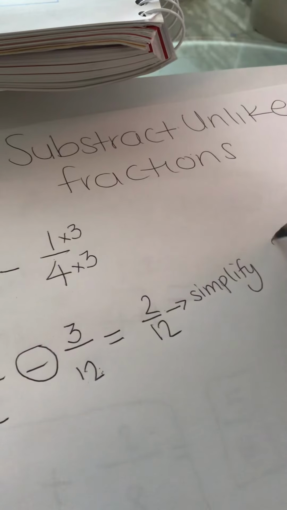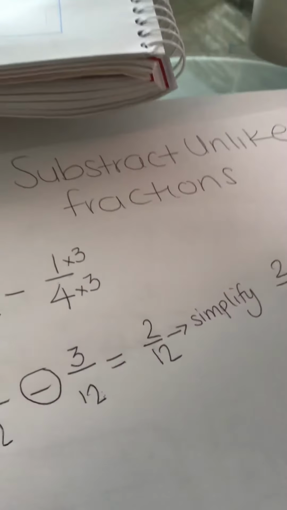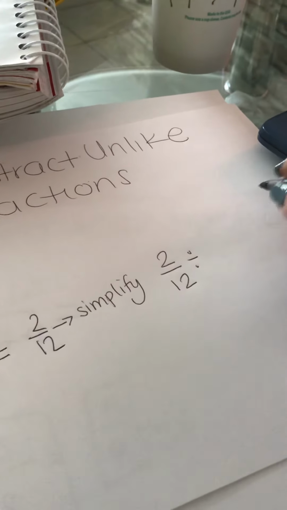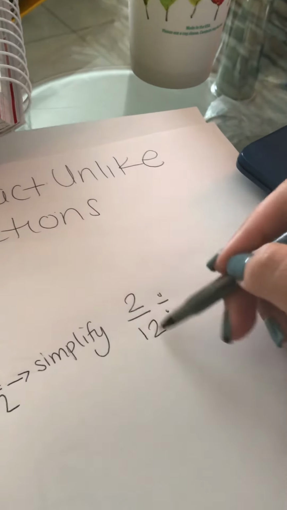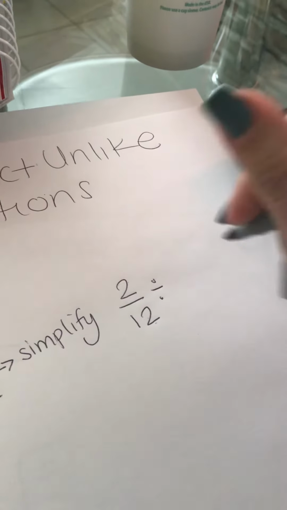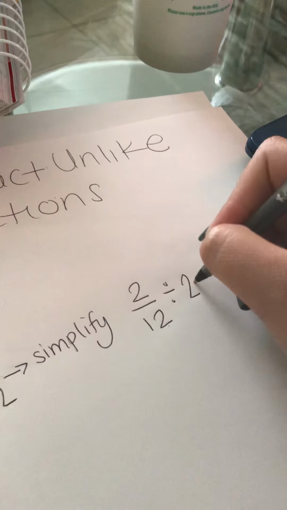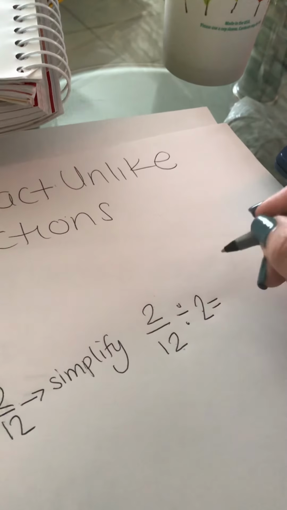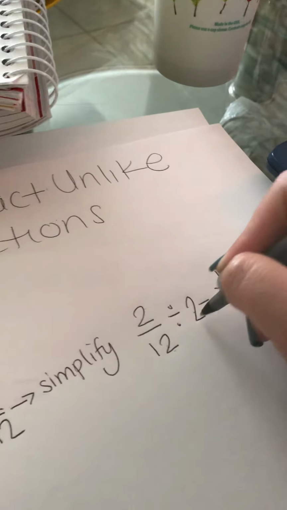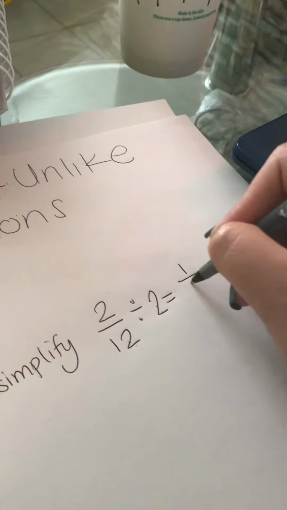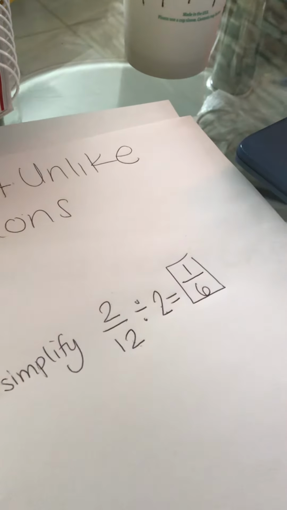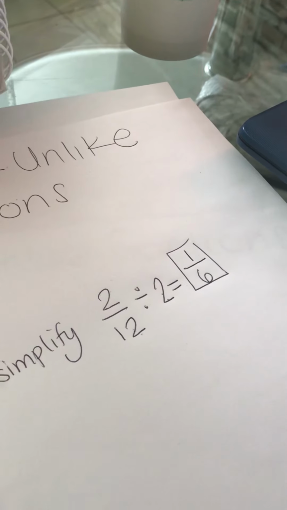How are you going to simplify? By dividing the numerator and denominator by the biggest number that these two numbers share. In this case it will be 2. So 2 divided by 2 is 1. 12 divided by 2 will be 6. And this will be my actual answer.